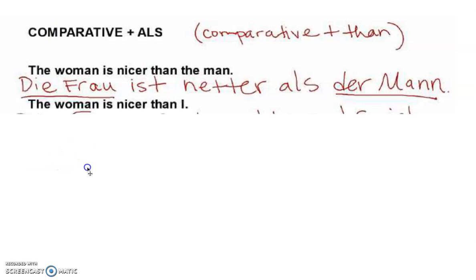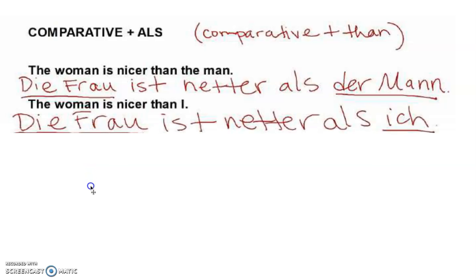All right, next example, we have the woman is nicer than I am. So this is similar. We have die Frau ist netter als ich, and typically in English we'll also often say the woman is nicer than me, but more correct would be the woman is nicer than I, and that is how we would write it in German as well, making them both nominative.